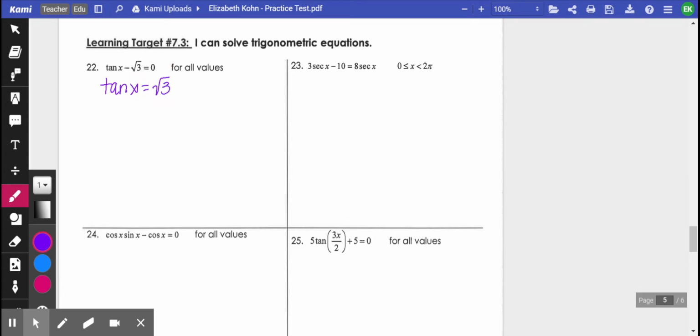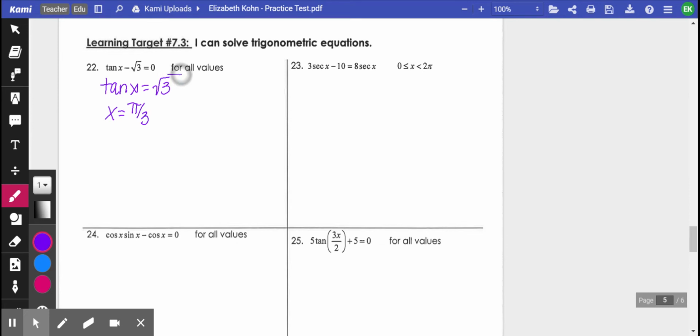Now, when I get here, I've got this tangent by itself. I'm trying to figure out what value of x, what degree or radian measurement has a tangent that is the square root of 3. So I'm going to go back to my special right triangles, and I'm going to look for which one has a tangent that is equal to square root of 3. And I can see that pi over 3 has a tangent that is the square root of 3.